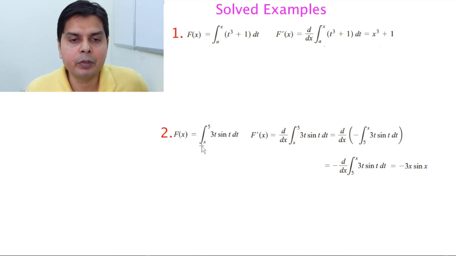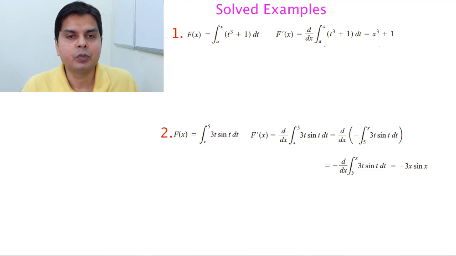Let's take the second example. This integral is from x to 5. Now you see there is a catch here. I have used my fundamental theorem with the lower limit a and the upper limit x, but here the lower limit is x. But there is nothing to worry about. I can interchange the limits and take a minus sign. So this will become d by dx of minus the integral from 5 to x. Now I can use the fundamental theorem on this. The minus will come out, and the integral from 5 to x will give minus 3x sin x. So this is the second example.